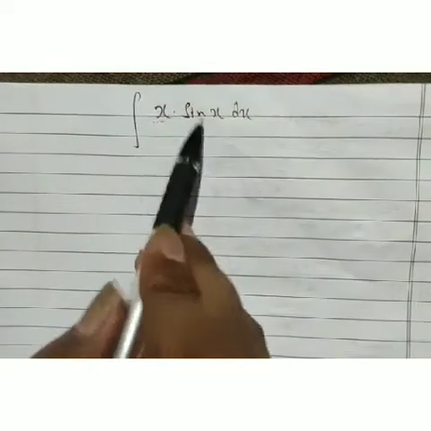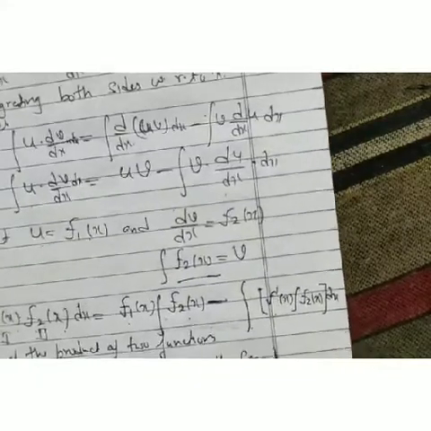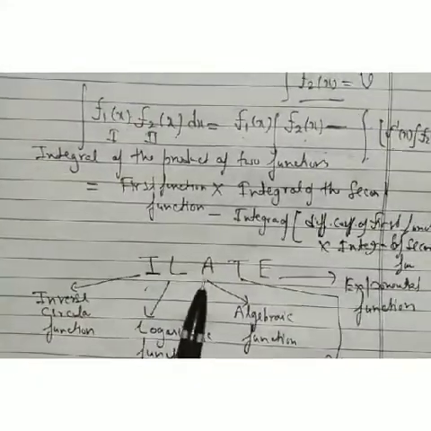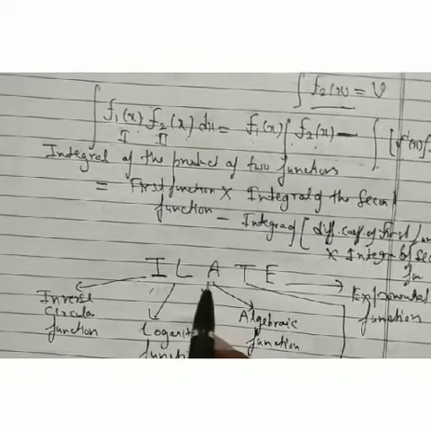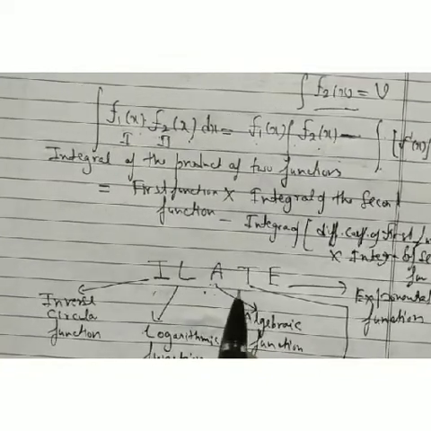Look, we have to find the integral value of x into sin x dx. Now it's a product of two functions. To use integration by parts, we have to select our first function and second function. Look, this is our algebraic function, this is our trigonometric function. Then the word ISLATE helps us. Algebraic and trigonometric: algebraic comes first, so we take algebraic as the first function, and the trigonometric function is our second function.